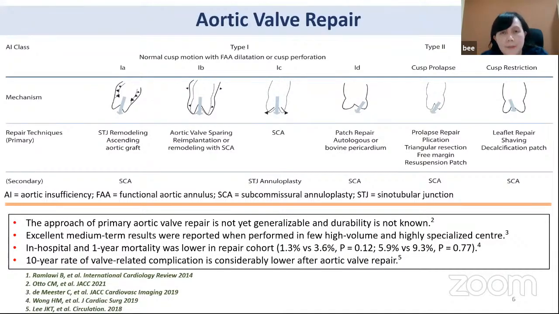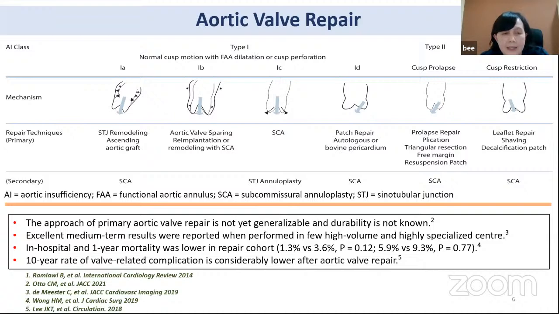Most patients with indications for surgery in severe aortic regurgitation will require either a mechanical valve or bioprosthetic valve. However, valve repair is actually possible in a selected number of patients. And although the approach of primary aortic valve repair is not yet generalizable and its durability is not known, excellent medium-term results have been reported when it was performed in high volume and highly specialized centers.